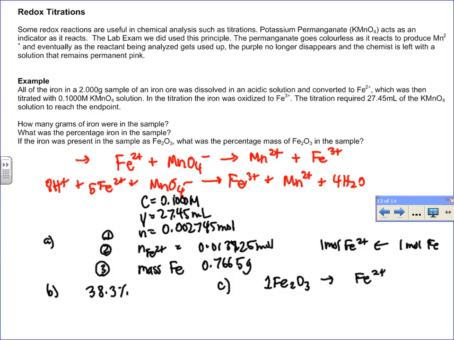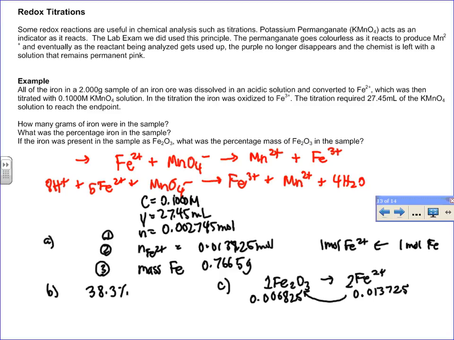Because for every 1 mole of the iron oxide, we actually have 2 moles of the Fe2+. So what that means is when we are working backwards, in step 2 up here, we know the moles of the Fe2+ that we had, but the equivalent moles of iron oxide is actually half that amount. So the moles of iron oxide here is 0.006825.